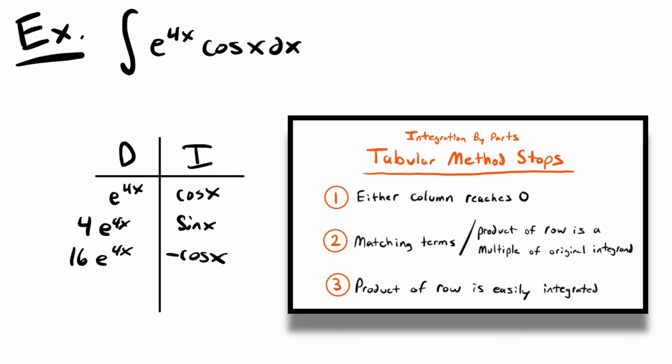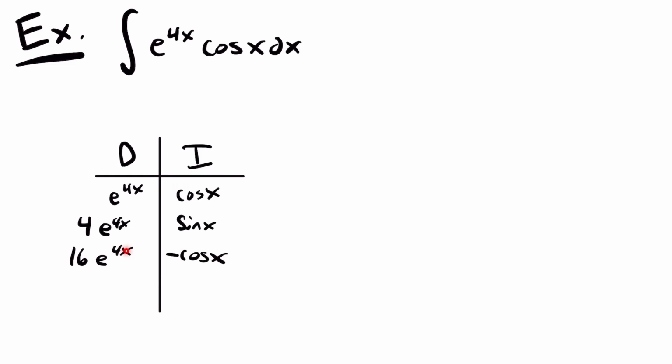And one of them is if we see a matching term. And this is going to be very common when you have an integral of an exponential function times a trig function. If you look at your columns and there is a row that, if you multiplied them together, is a multiple of what is in your integral, then you want to stop at that row. And so if you look at our bottom row here, we have 16 times e to the power of 4x times negative cosine of x.